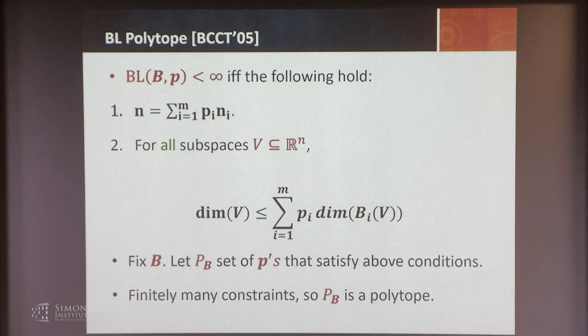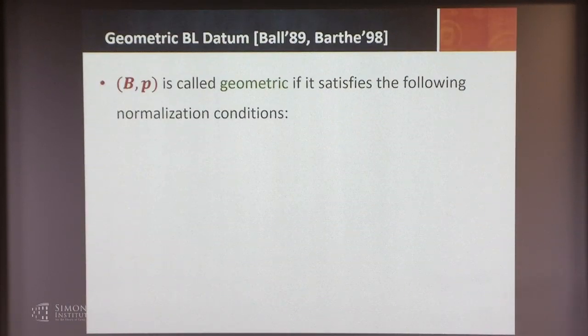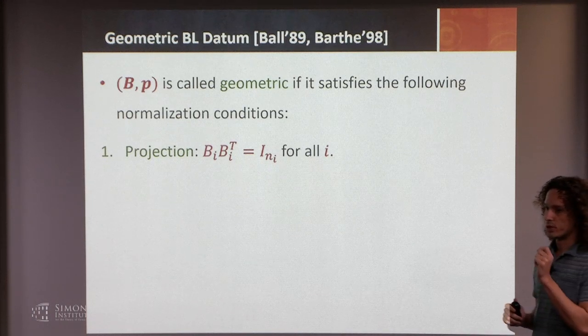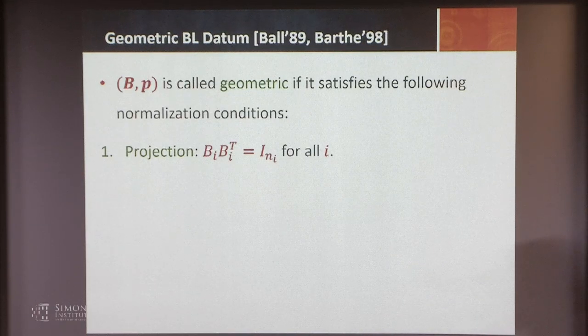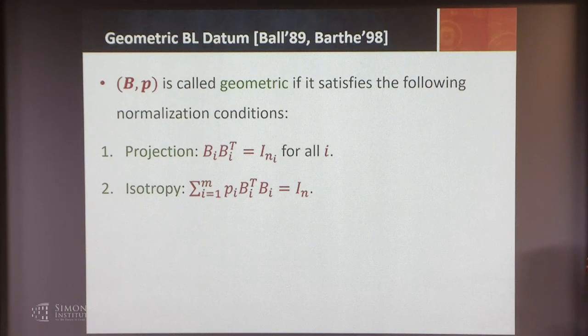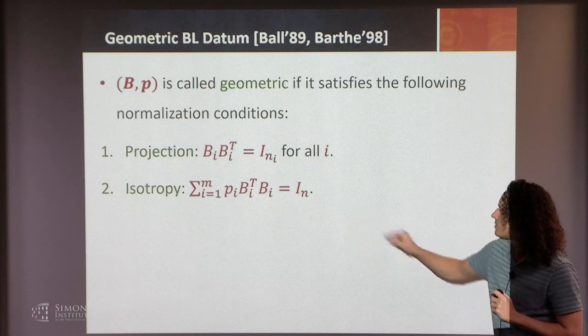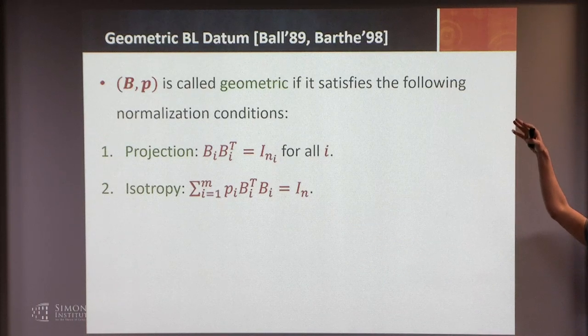Now let's say that this is a capacity. In '89 and '98, Ball and Barthe defined this datum (B, p) to be geometric if it satisfies the following conditions. One, each B_i is a projection, so B_i B_i transpose is equal to the identity. And they satisfy this isotropic condition, which means that the weighted sum of p_i B_i transpose B_i is equal to the big identity.